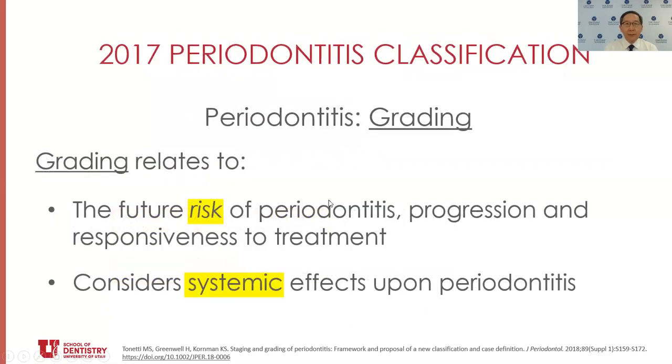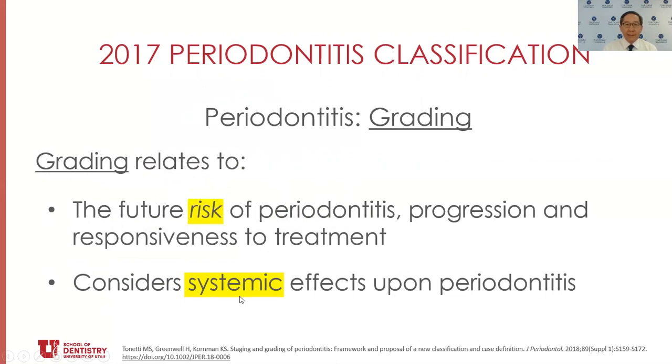We also introduced with the new classification a concept called grading. Grading relates to the future risk and the progression, how fast the disease has progressed over time. We all know of younger individuals who have substantial periodontal loss, and therefore they have greater risk, and we can identify those individuals through the grading concept.